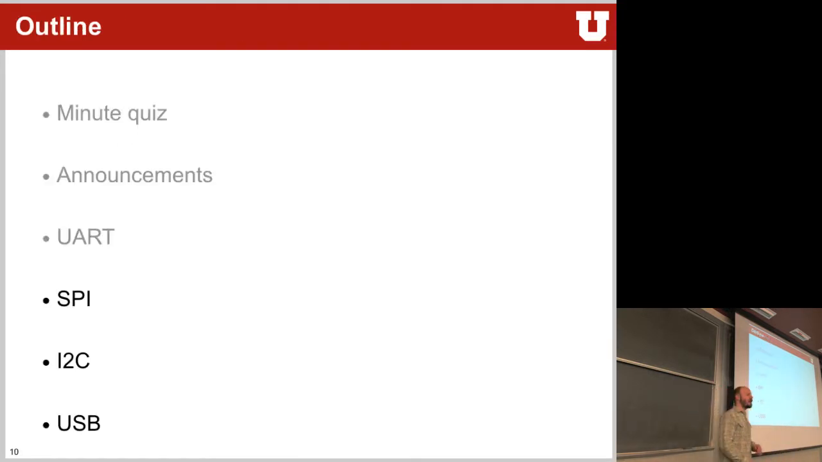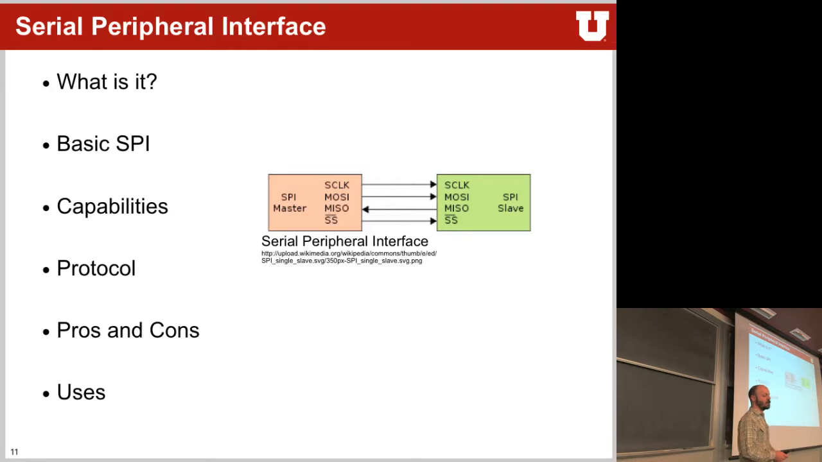Alrighty, SPI, slightly more complicated in principle because it doesn't have just two wires. SPI stands for Serial Peripheral Interface, and it has four or more connections.